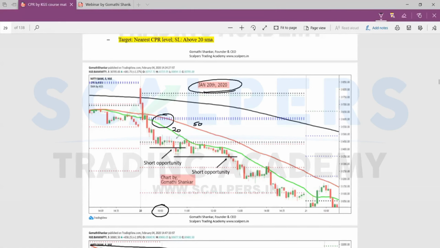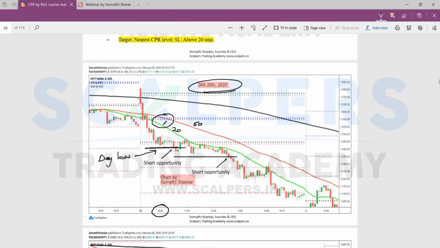Now what should you do? Now you should mark the day low. Immediately draw a support line at the day low. This is the day low at 10 o'clock. Mark the day low. Now where will you keep your stop loss?